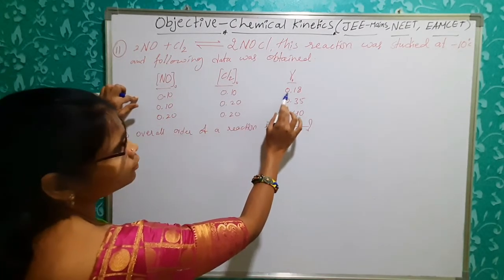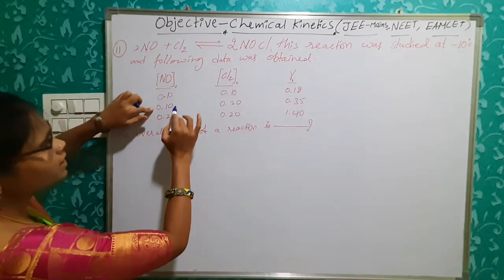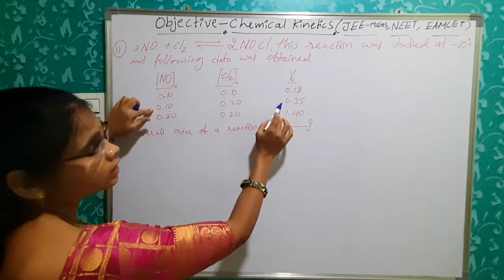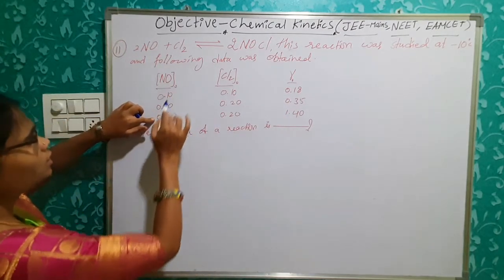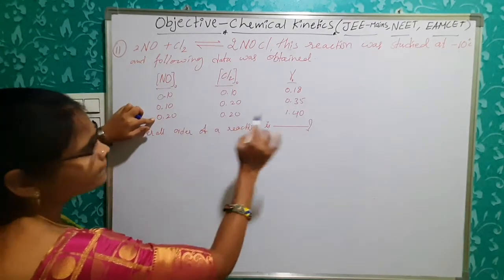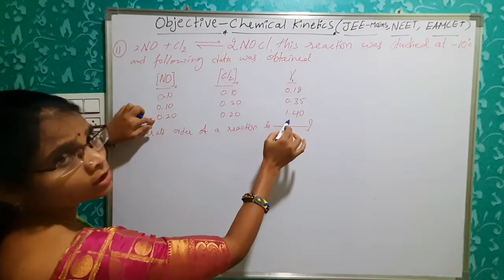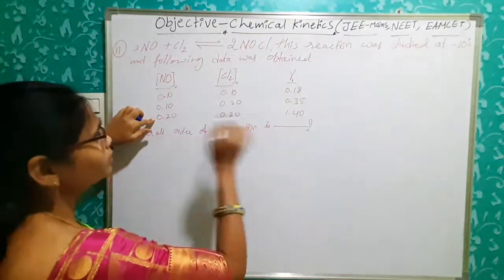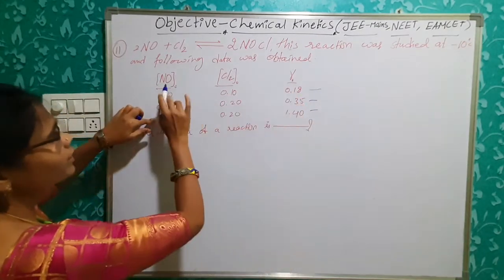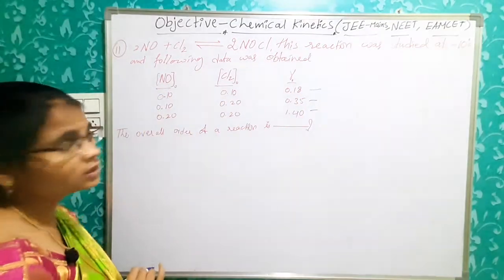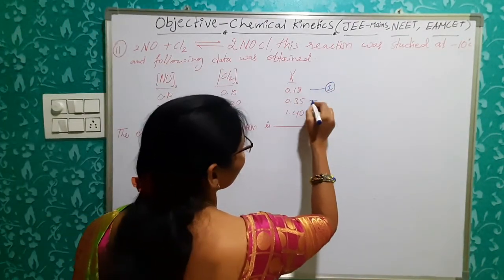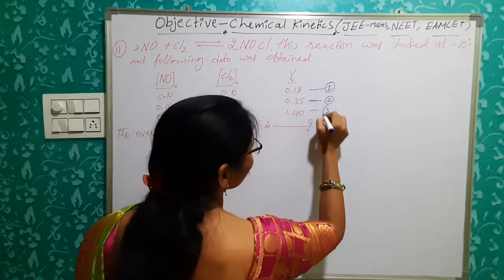The rate is 0.18. In the second experiment, the NO concentration is the same but the Cl2 concentration is doubled. In the third experiment, the NO concentration is doubled and Cl2 is the same, but the rate is almost 4 times. So from this data, the rate of the reaction depends on both NO and Cl2. So this is taken as the first equation, second equation, third equation.